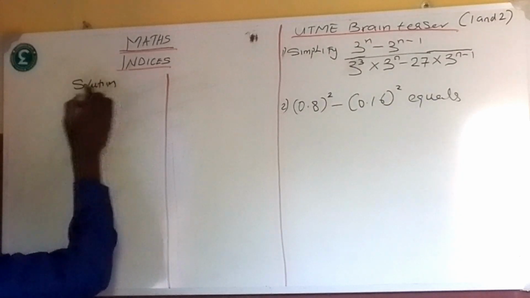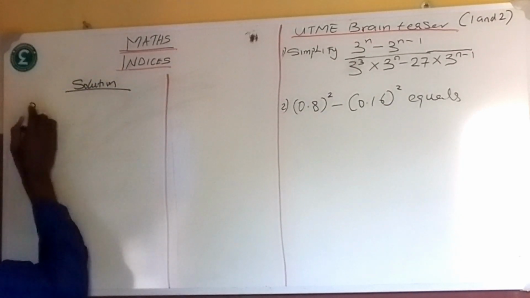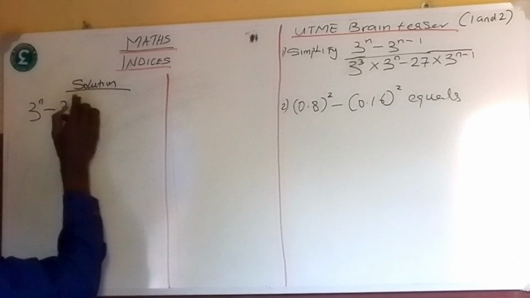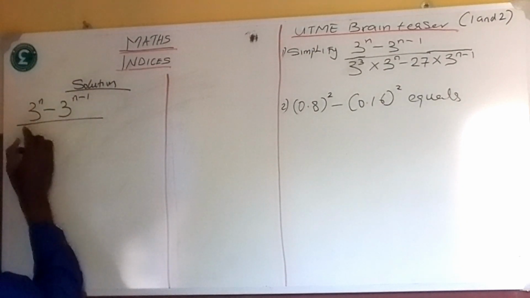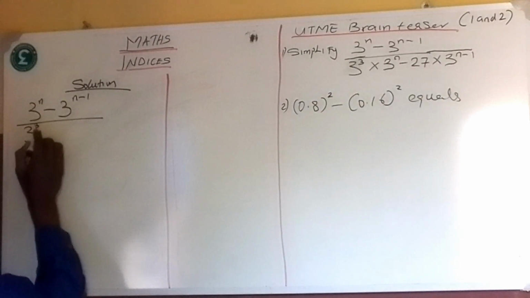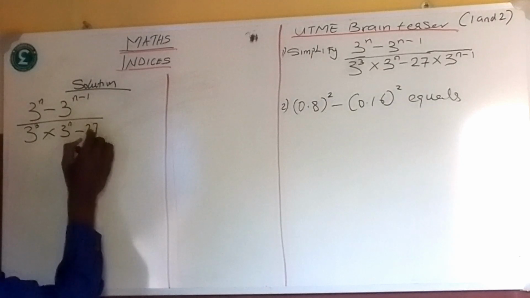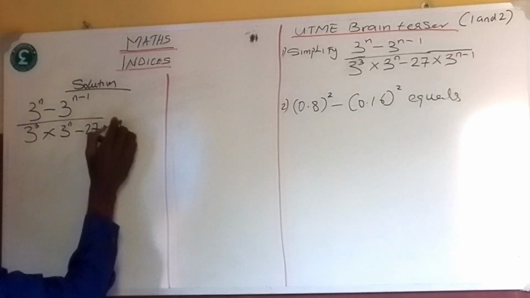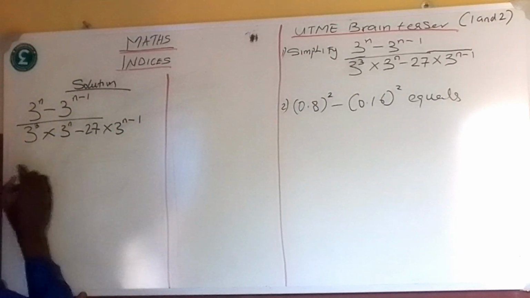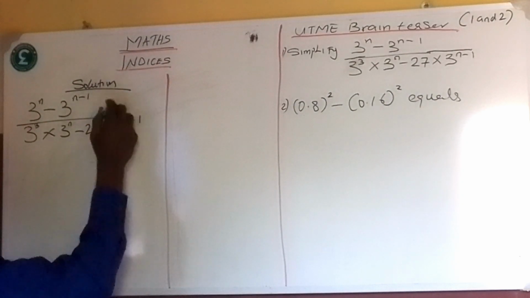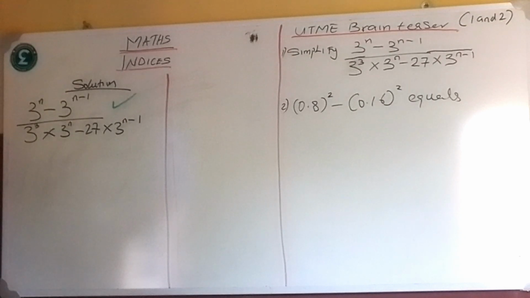Let's write out the question first. 3 to the power of n minus 3 to the power of n minus 1, divided by 3 to the power of 3 times 3 to the power of n minus 27 times 3 to the power of n minus 1. Now, the first thing is to deal with the numerator. Let's deal with the numerator.